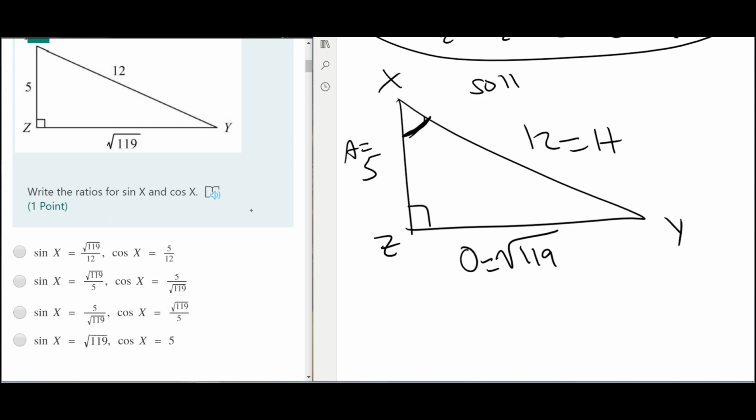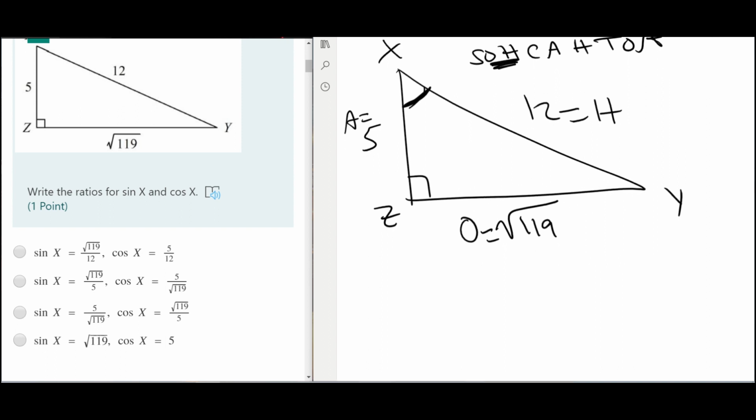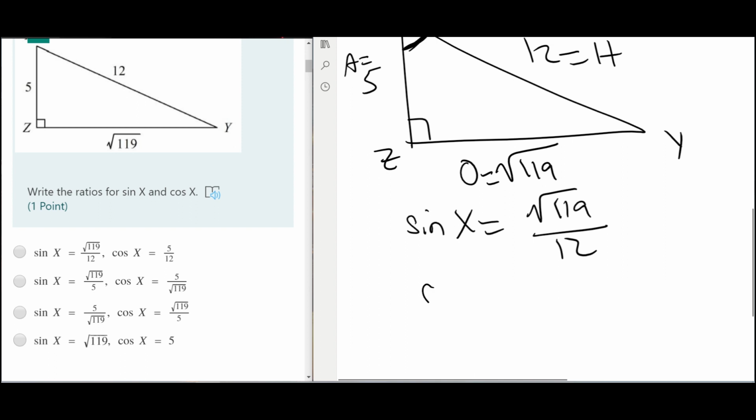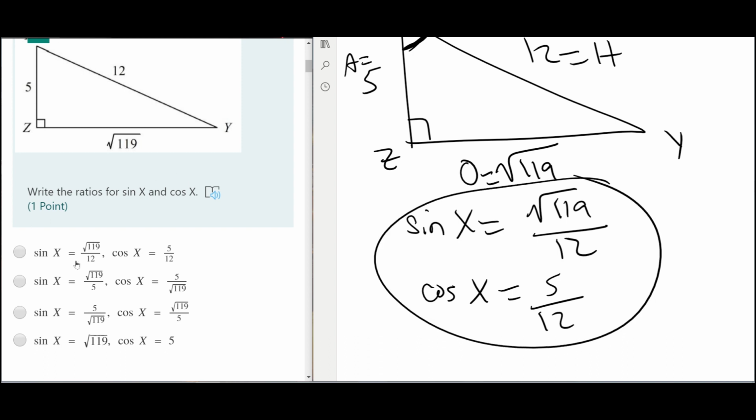Remember, SOHCAHTOA. So sine is opposite over hypotenuse. So that means we've got to do O over H. So sine of x equals O over H, and that's all there is to it: square root of 119 over 12. And then cosine is adjacent over hypotenuse. So we know that the cosine of x is adjacent, which is 5, over hypotenuse, which is 12. And that's my answer. It's actually pretty straightforward once you know SOHCAHTOA.